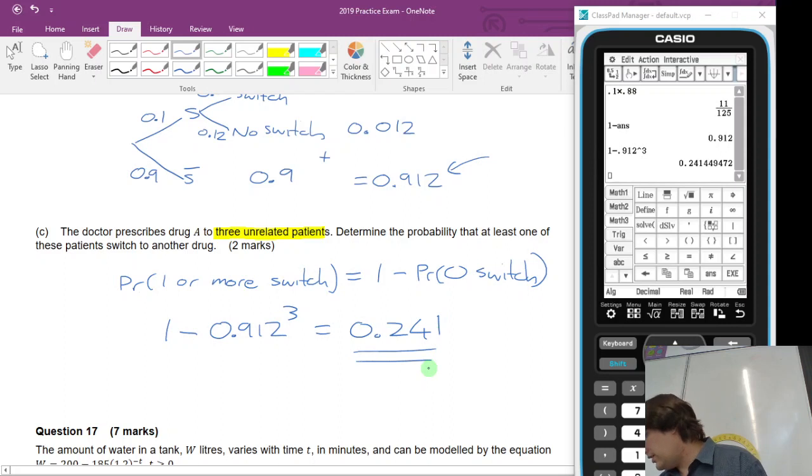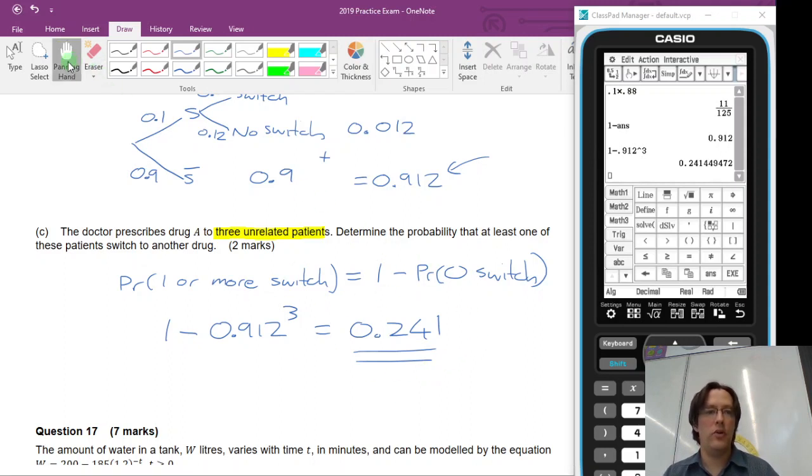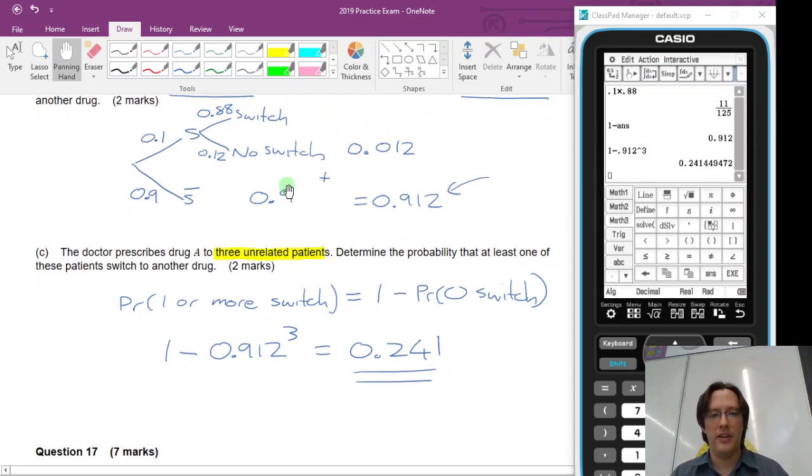Let's double check I've done that correctly. Yep, that looks good. And so that's what I would have as my answer there, 0.241. That is my probability, or 24.1%. That is my probability that at least one of these patients are going to switch. And there we have it.